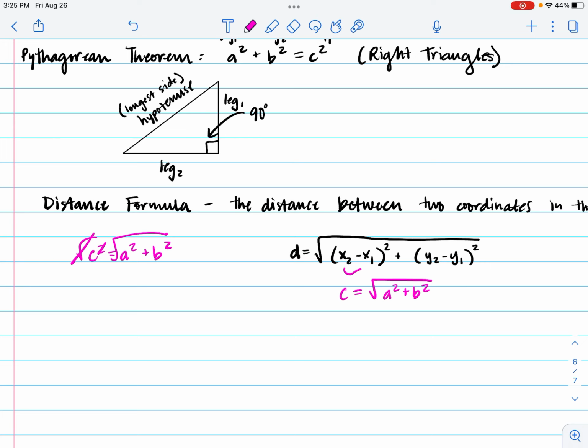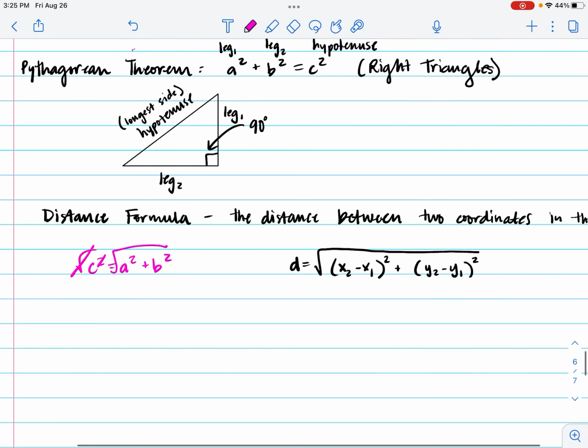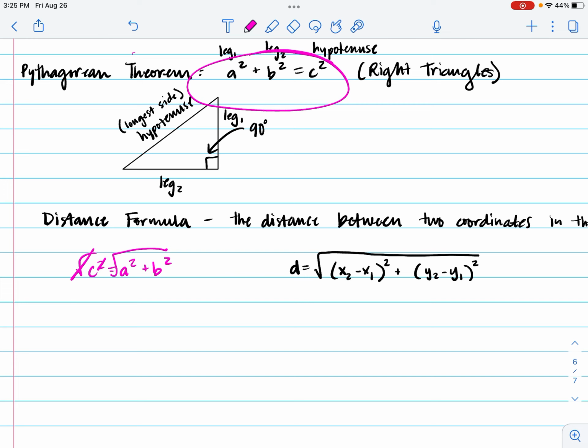And they are. Because whatever this x2 minus x1 is becomes our a, and whatever this y2 minus y1 is becomes our b value. Then you square them, just like you do, and then you take the square root of them. So they are very, very similar to each other. And if you have trouble remembering this distance formula, it might be easier to remember the Pythagorean theorem and work backwards. That's what I'm trying to get at.